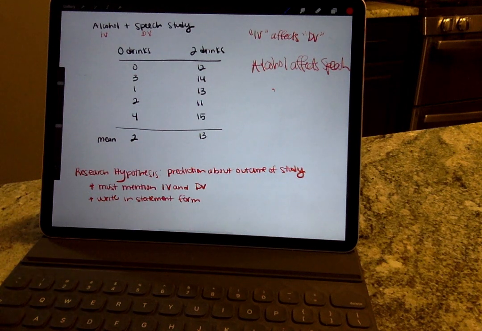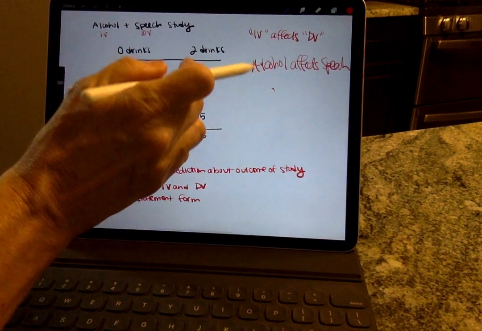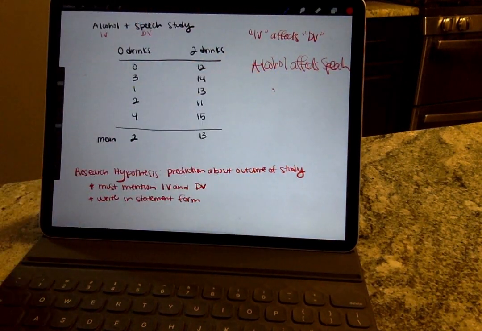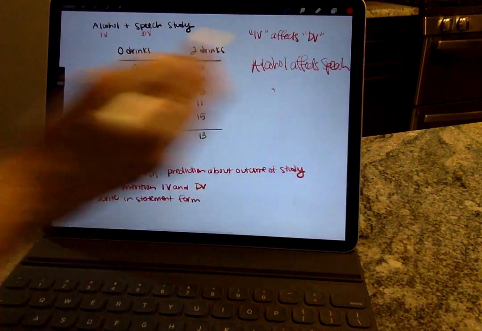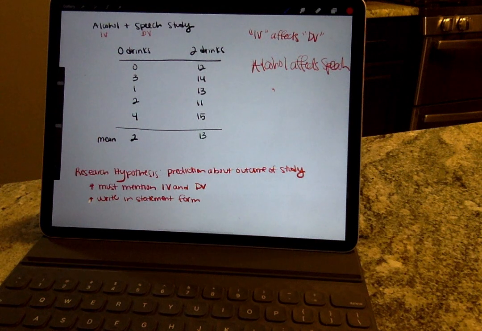Let's say we were interested in the relationship between temperature and aggression. The research hypothesis would be temperature affects aggression. All right, so if you remember these guidelines, if you use this shortcut, you will be able to write research hypotheses all semester long, no problem.